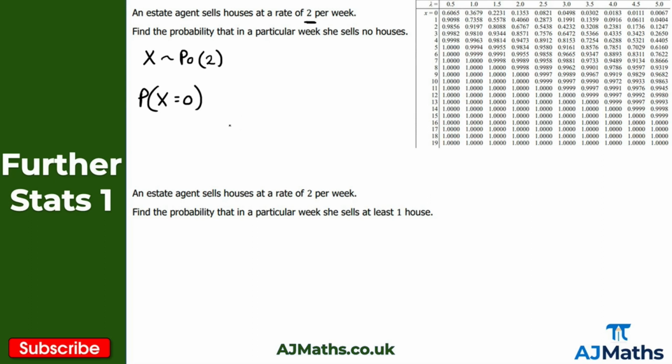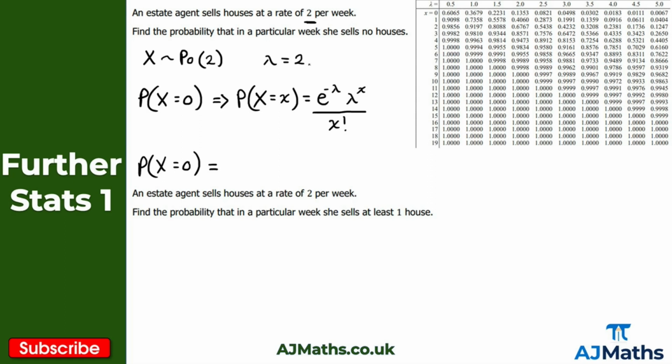So in that case, we just simply need to use our formula again. Remember, we use the formula for the probability of our variable x being equal to little x as e to the minus lambda times lambda to the x all over x factorial. Okay, so if we want the probability that x is equal to 0, then this is quite straightforward. Let's note the values of lambda and x. Lambda is equal to 2, that's our parameter, and x is equal to 0.